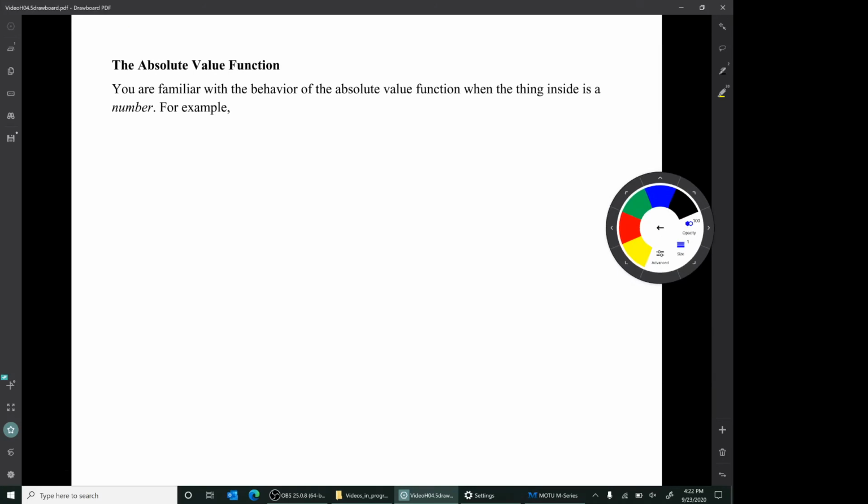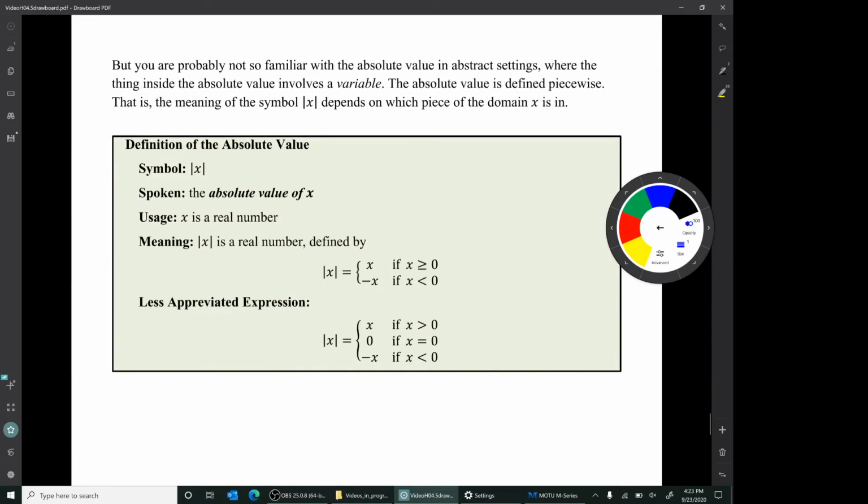The other example of a proof by division into cases that I want to do involves the absolute value function. Now, most of you are comfortable with the idea of the absolute value when the thing inside is a number. So, for example, you know that absolute value of 5 is 5, absolute value of negative 5 is 5, and the absolute value of 0 is 0. You don't have any confusion about that. But it's a different thing to deal with the absolute value function when the thing inside involves variables, not actual numbers. So for that, you have to know that the absolute value symbol represents a piecewise defined function.